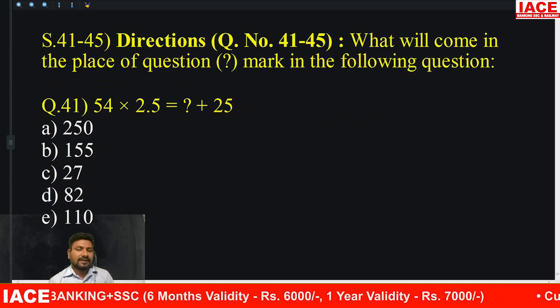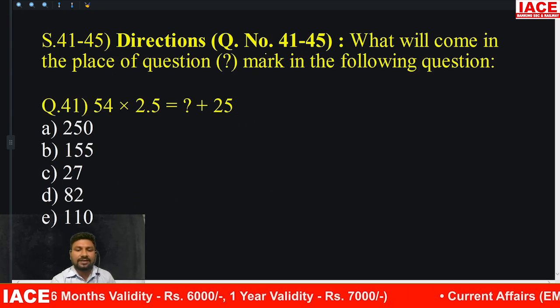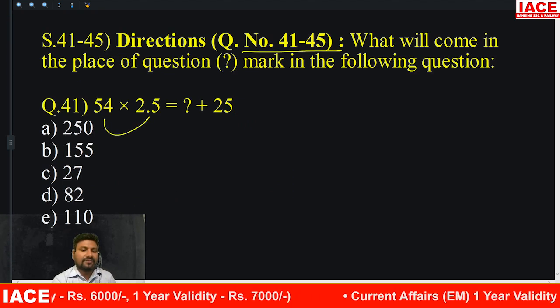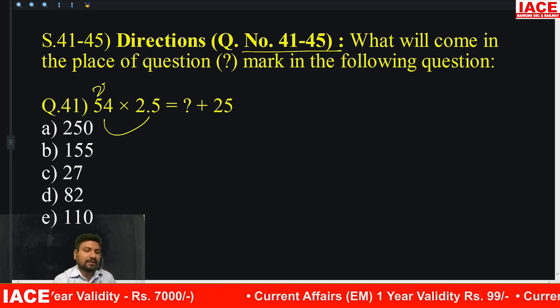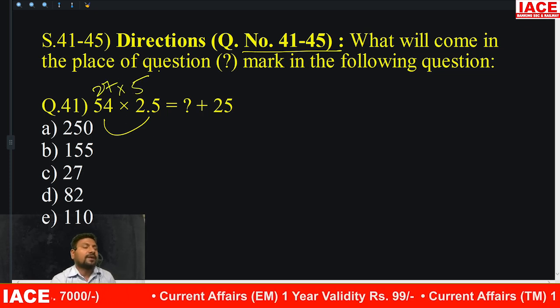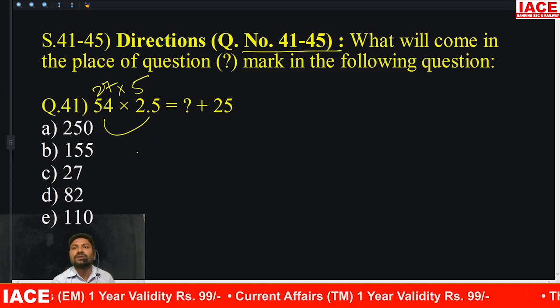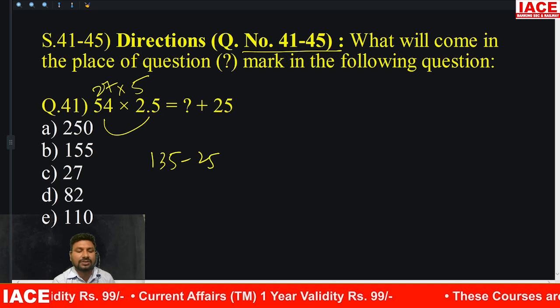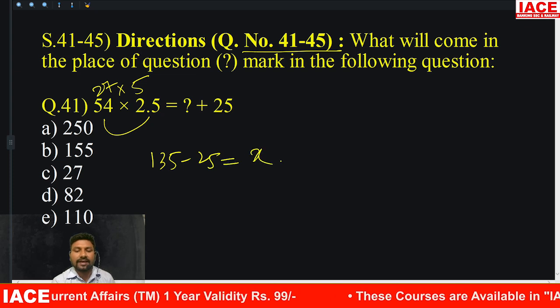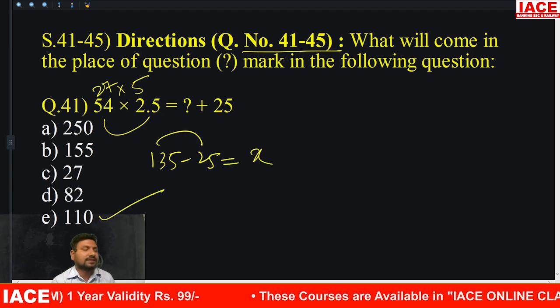1440. There is a multiplication of overall simplification there. 54 into 2.5, nothing but 27 into 5. 2.5 make it double and 54 make it half. 27 5s are, 5 7s are 35, 5 20s are 100. It is equal to 135 minus 25. It is equal to x.